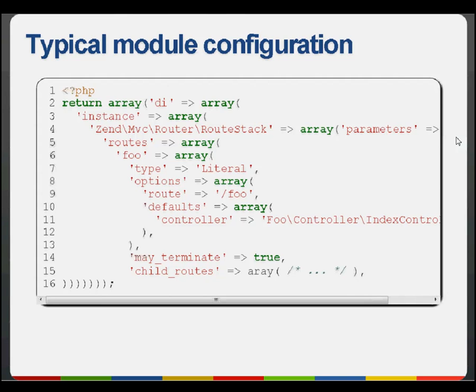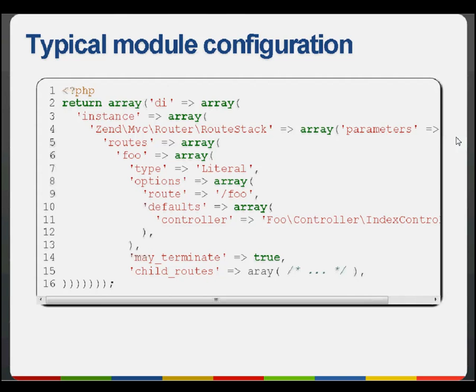So what we do here is we tell it to configure the route stack, and we give it the routes parameter. What's nice about this, again, is that this will merge with the configuration for the route stack from other modules, which allows us to build up the entire route stack that we want to be looking through when we are matching our routes at the application level.